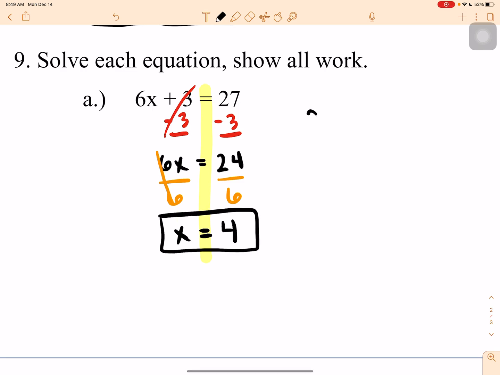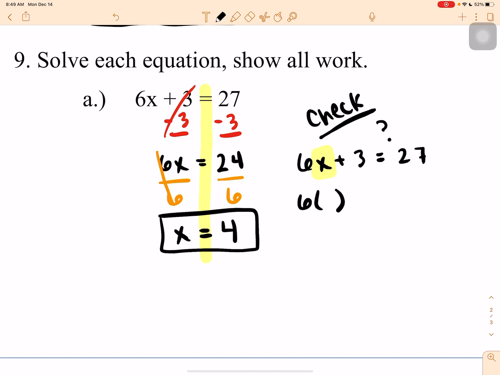Okay, and then if you wanted to check your work as well, we had 6x plus 3 equals 27. That was the original. So if I were to plug in my x, I have to see, does it equal 27? So here I'd have 6, and instead of the x there, I'm going to plug in a 4, because that's what I solved for x. I got 4 plus 3. What does it equal? I want it to equal 27.